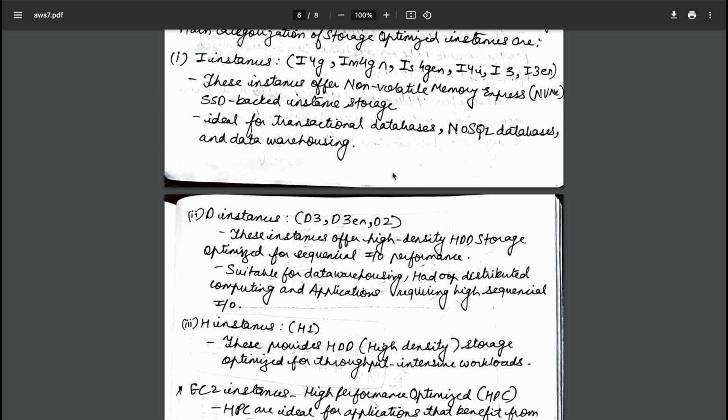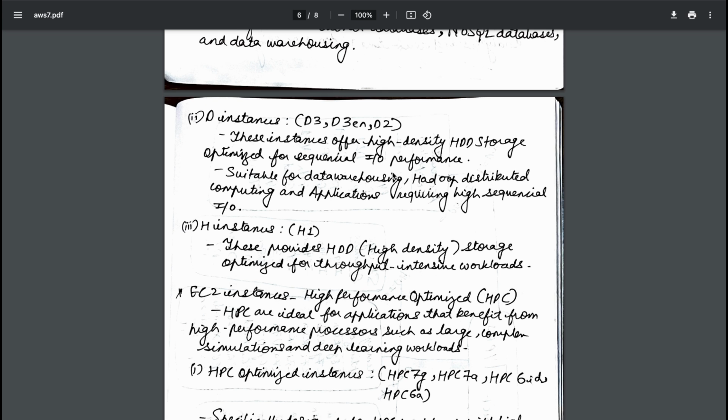The first is I instance, which consists of I4G, IM4GN, IS4GEN, I4I, I3, I3EN. Okay, these instances offer non-volatile memory express, which is also known as NVMe SSD-backed instances. It is ideal for transactional databases, NoSQL databases, and data warehousing. All right. Let's come to D instances.